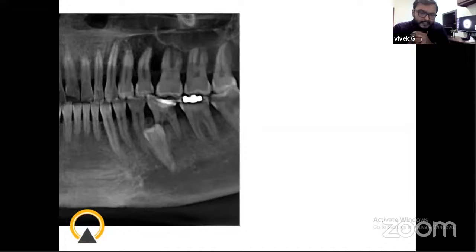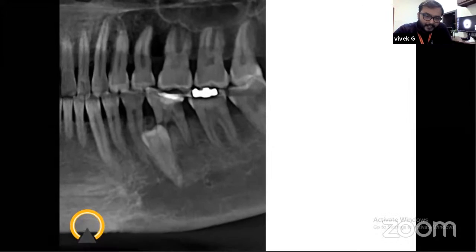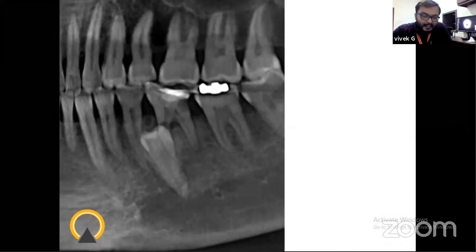So I'll use these axial, coronal, and sagittal views in a case here, and we'll discuss how 3-dimension is always better, giving more impetus to the 2D image that we got. You can see here a sectional panoramic radiograph. In this case, the patient has a supplemental tooth which is impacted.